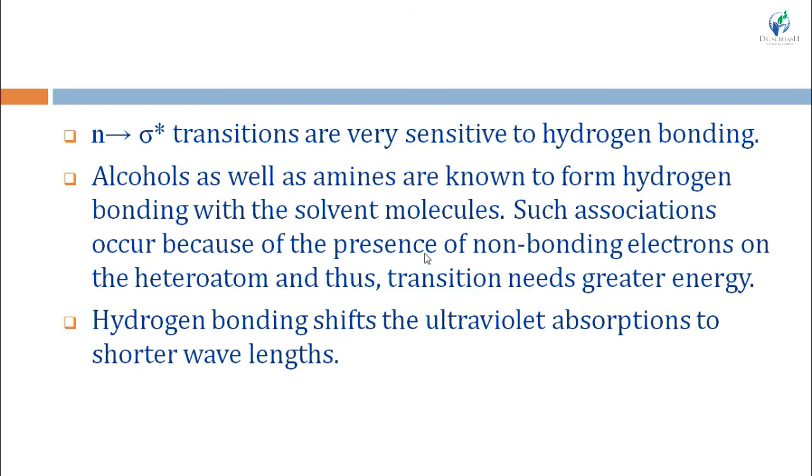Then these n to sigma star transitions are also very sensitive to hydrogen bonding. Alcohols and amines form hydrogen bonds with solvent molecules very easily, and because of this hydrogen bonding, transitions of electrons present in alcohols and amines need more energy, which means hydrogen bonding shifts UV absorption to shorter wavelength, because they need more energy, meaning shorter wavelength.